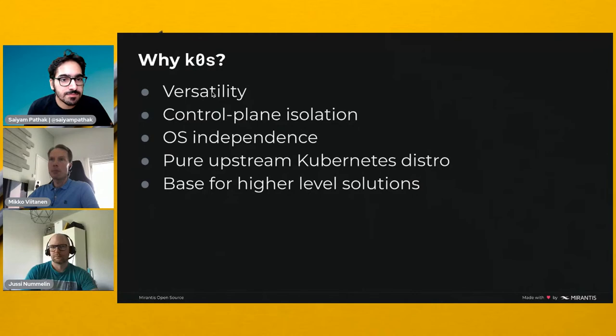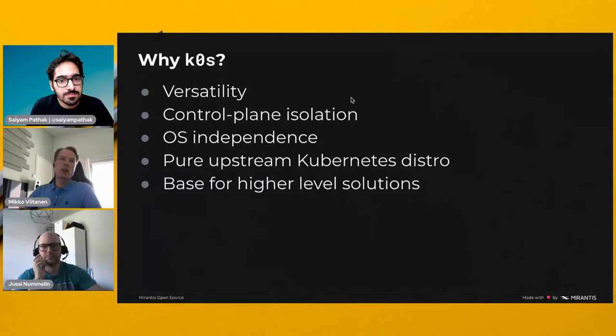First of all, we have seen many customers needing a versatile Kubernetes solution, meaning a solution that can run on very different environments, and for example, install Kubernetes on small IoT or industrial devices which might have very limited memory or CPU. And then we have seen different control plane isolation requirements, or how to place the control plane and worker nodes even in separate networks. There we have a strong solution. We will talk about that one more.